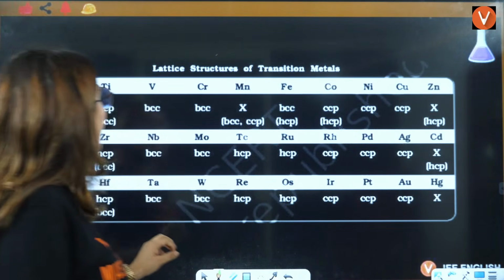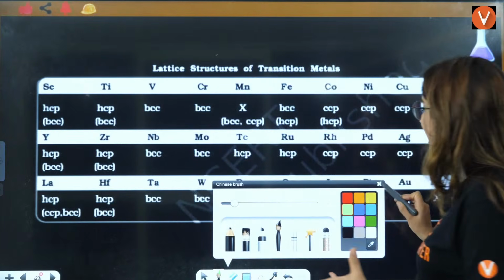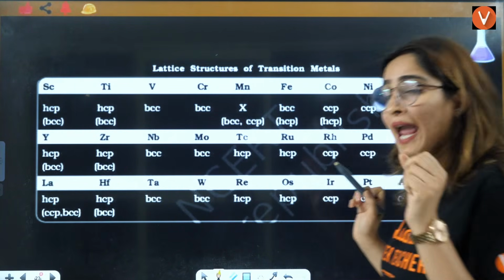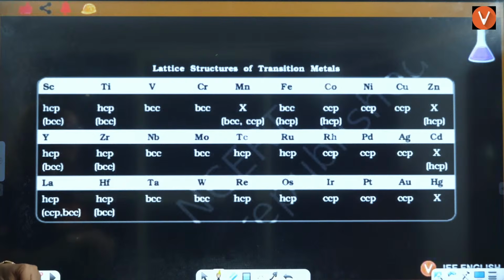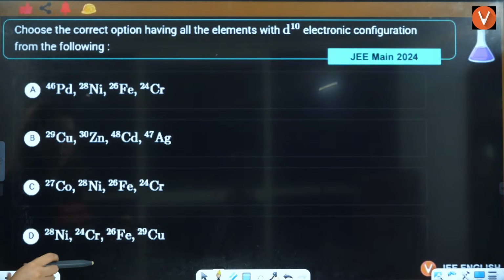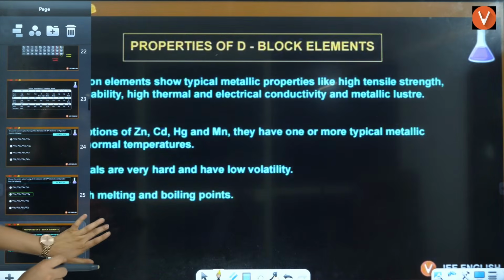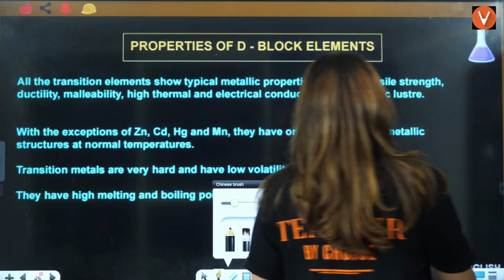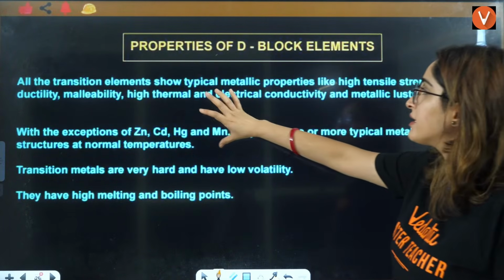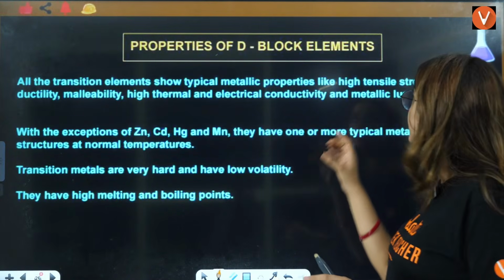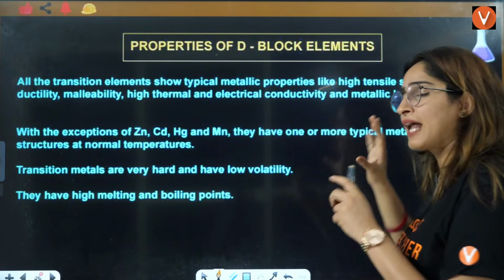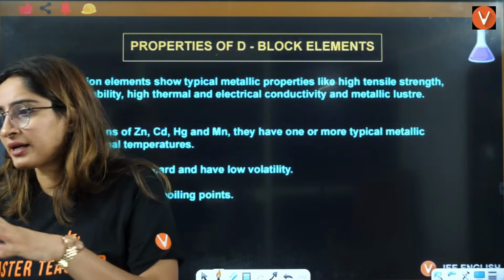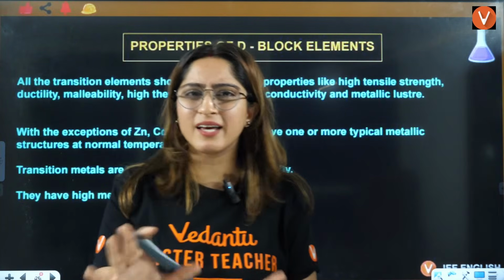Next is the metallic structure. This is given in your NCERT. Now, the question is what exactly is given here. In the properties, if you see this, all the transition metals show typical metallic properties like high tensile strength, ductility, malleability, high thermal and electrical conductivity, and metallic luster. So we can say these transition metal elements are actually behaving like metals only.